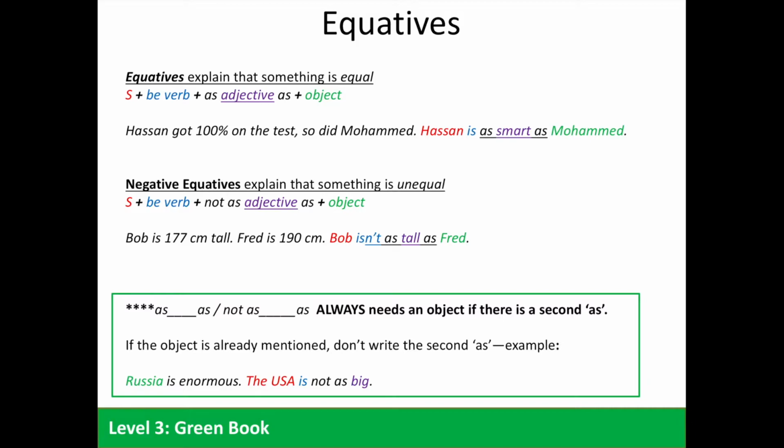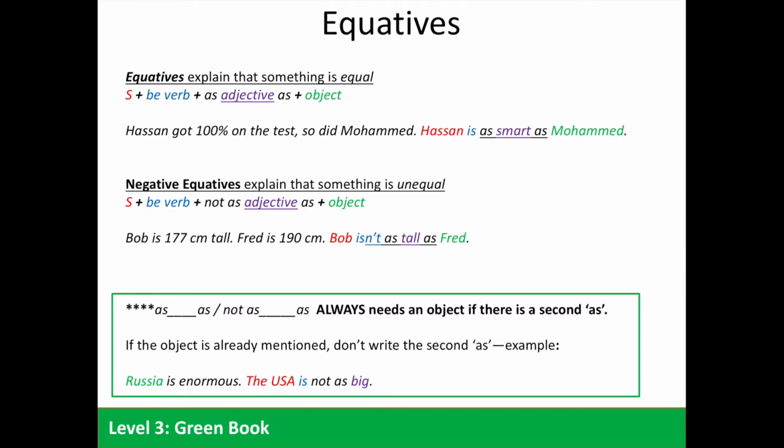We can also have negative equatives that explain something is unequal. Looking at the structure, again, we start with the subject, then the be verb, followed by the negative, not as adjective as, and then an object. For example, Bob is 177 centimeters tall. Fred is 190 centimeters tall. Bob isn't as tall as Fred. Again, in this example, Bob and Fred are not equal.